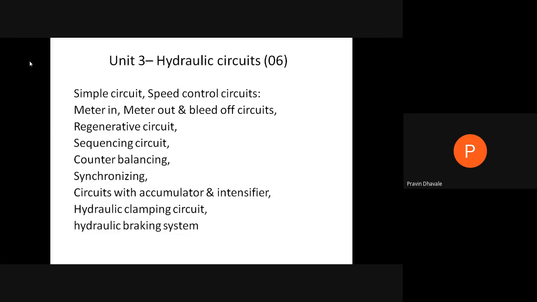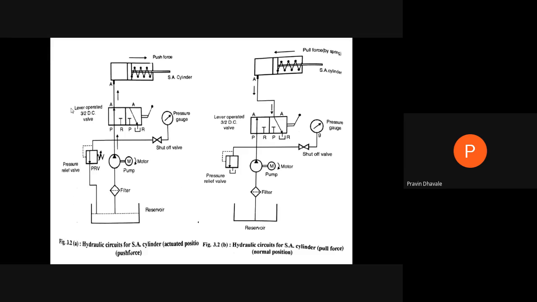Likewise, in hydraulic circuits, we discussed the simple circuit, which consists of a reservoir, filter, pump, motor, and pressure relief valve. It will operate at a set pressure for the overall system. Then the shut-off valve allows flow for a particular time only, to measure the pressure. Then the direction control valve may have different positions and a different number of ports. And lastly, the actuator. That is the simple circuit.